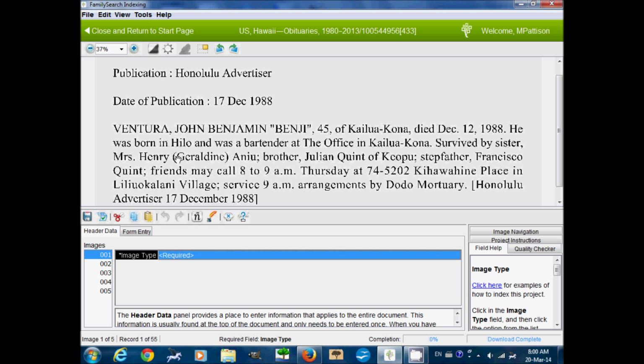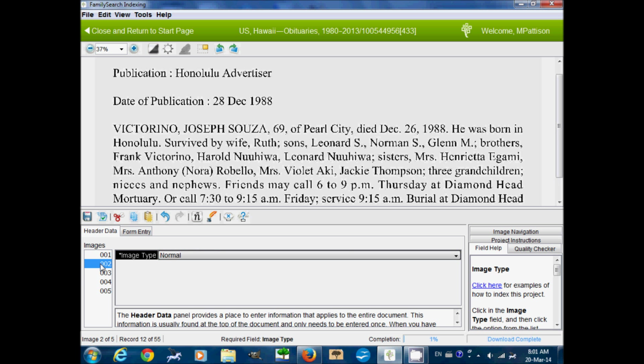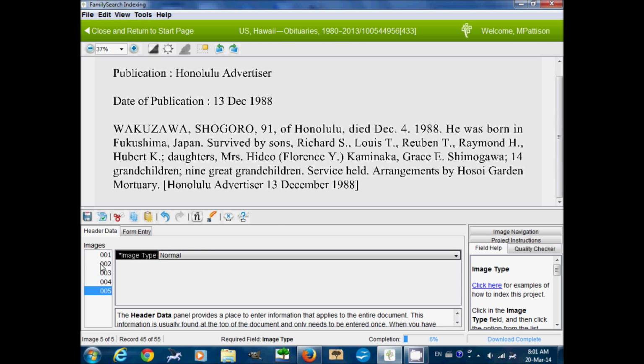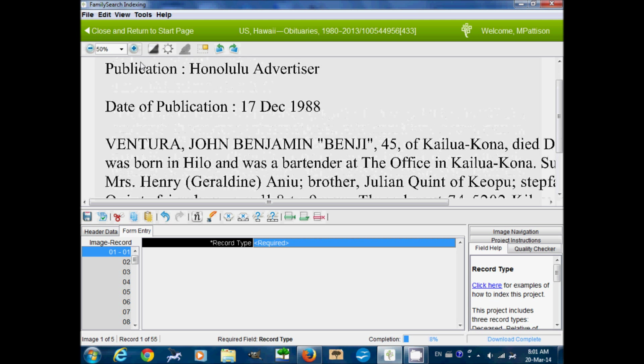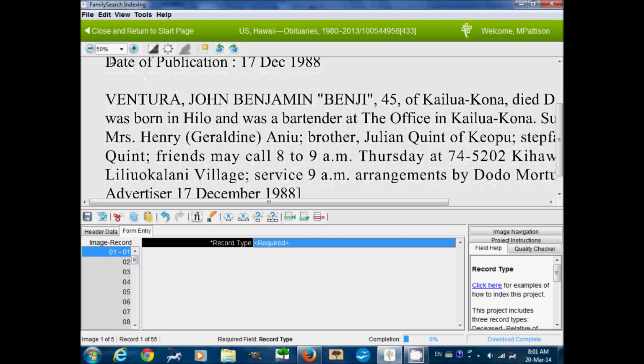So first of all, we need to, of course, mark all of these image types. I'll just go through and quickly mark them as normal. We've looked at them all. They're all normal. And there's no duplicates. Okay, we go into form entry and make sure you adjust the size of the type so that it's clear for you.